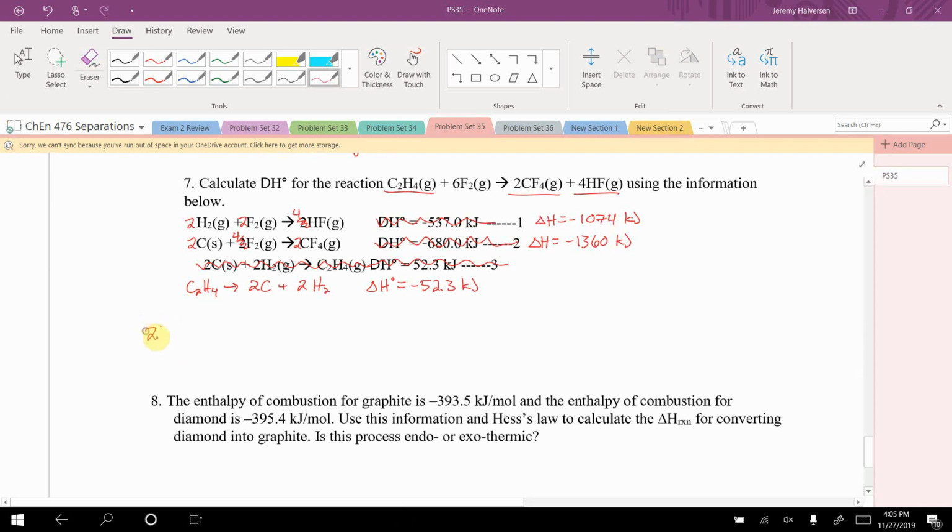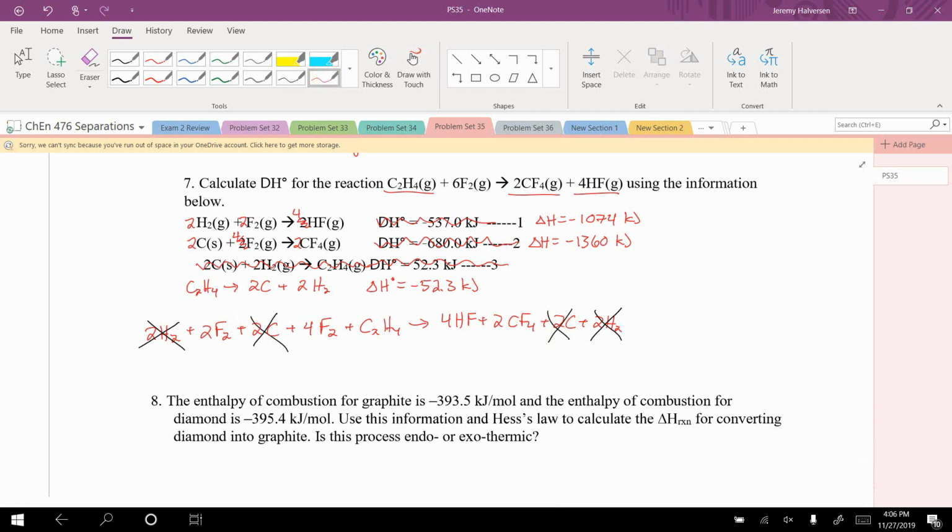So I've got 2H2 plus 2F2 plus 2 carbon plus 4F2 plus C2H4. So that's all of my reactants. And those go to 4HF plus 2CF4 plus 2C plus 2H2 for all of my products. And now I can go through and say, well, I have 2 H2s on the left and 2 H2s on the right, 2 carbons on the left, 2 carbons on the right.